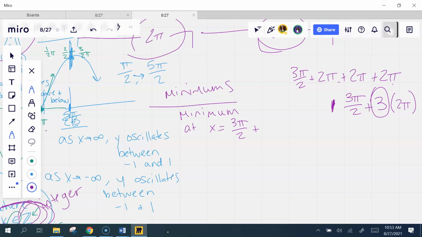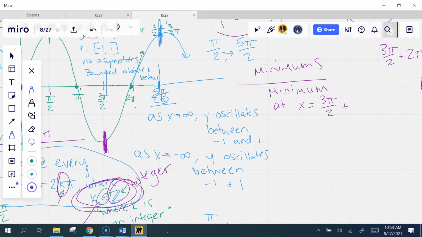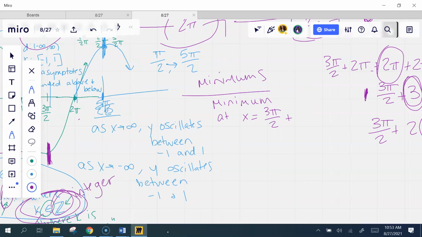Could I, in fact, put any number here as long as it's a whole number and still end up at a minimum? Yes, it's an integer. That's exactly right. At 3 pi over 2 plus 2 pi's, here I am, and I'm still at a minimum. That's what K represents. Okay, when you put it like that, it makes a lot more sense.